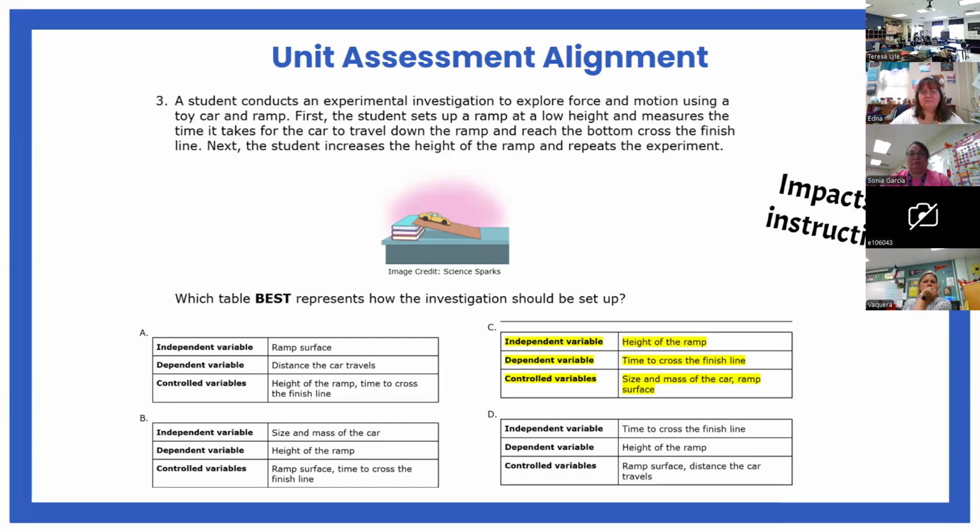So this is one of your questions. I'm going to give you a minute to read that and discuss with your team what impacts on instruction this unit assessment question has. What will students need to know and what will students need to do to be successful on this question? And if you'll drop any ideas or keywords into the chat when you're ready.